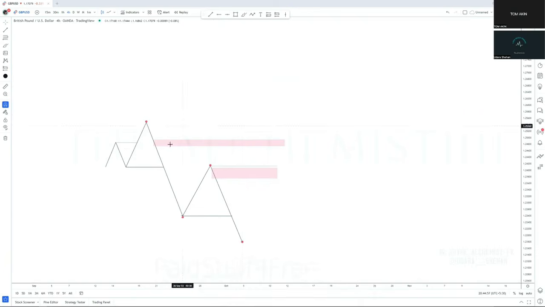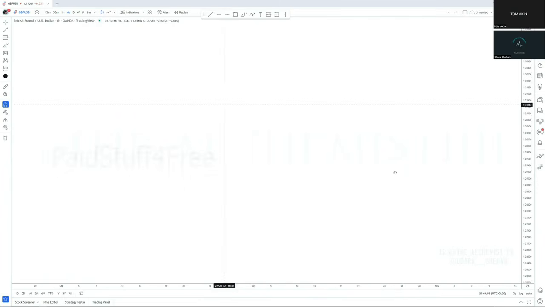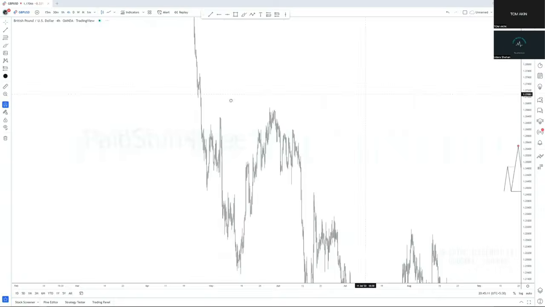The next thing is order blocks, breaker blocks, and rejection blocks. It's the same thing. It's the same closing price, but once we switch time frames, you will get a different view of it. So let me show you.